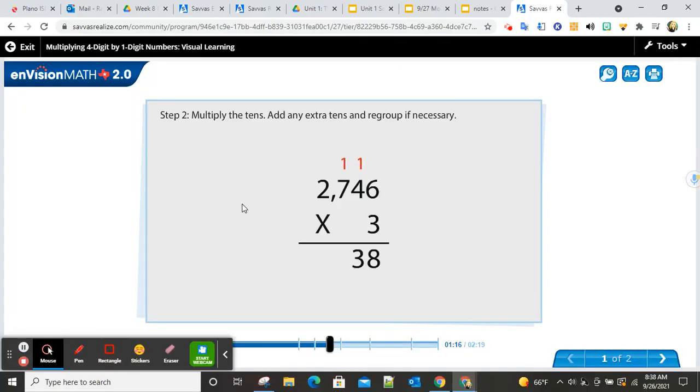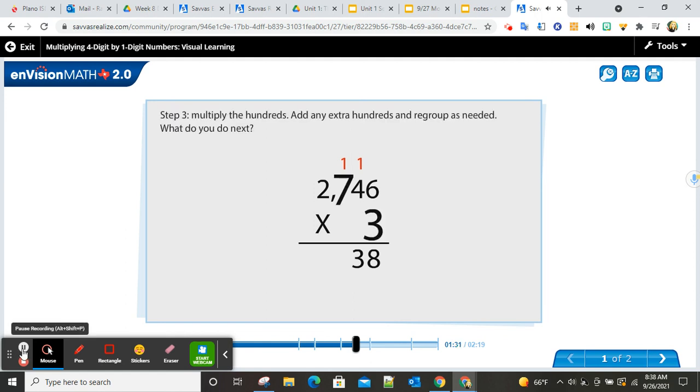Let's take a look at step 3. Is there an 11 above 2,746? Think about that question. No, there is one regrouped 10 and one regrouped 100.